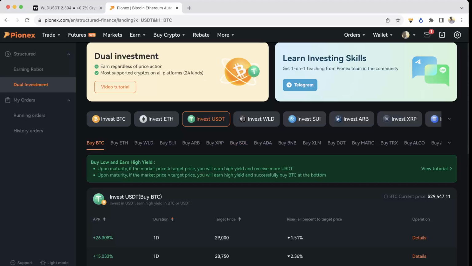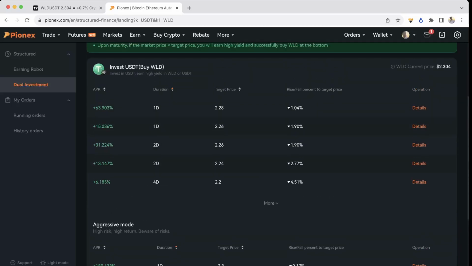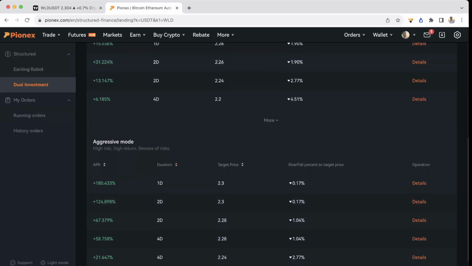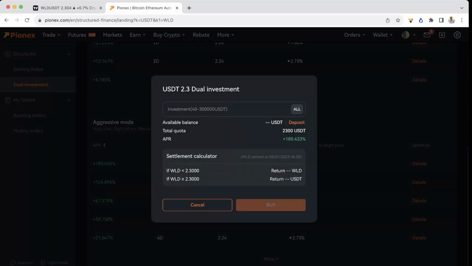So there's two ways you can do this. Let's say we want to do WLD. The first one is you click Invest WLD if you own the token. But if you don't, you can also do something like Buy WLD. As you can see here, it's a similar page, but this is where you invest USDT. The payouts are the exact same. It's the same kind of concept. If WLD is below, then you get the token, and if it is above, you get USDT.